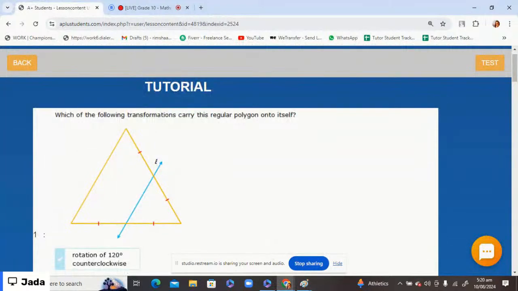Okay, so here we are going to carry the polygon, the regular polygon, into itself. When we see that, we are going to check it out. Wait, let me check my mic and everything. Yeah, everything is clear.